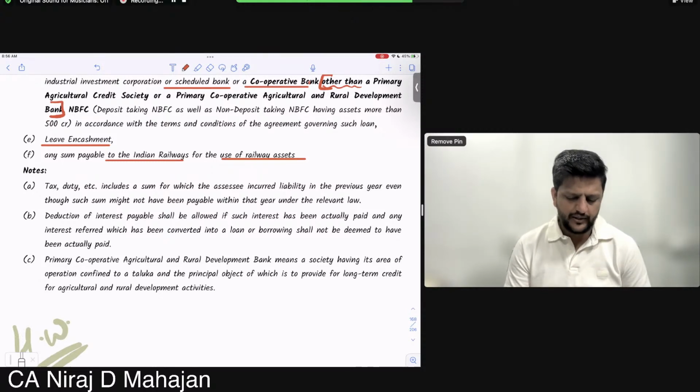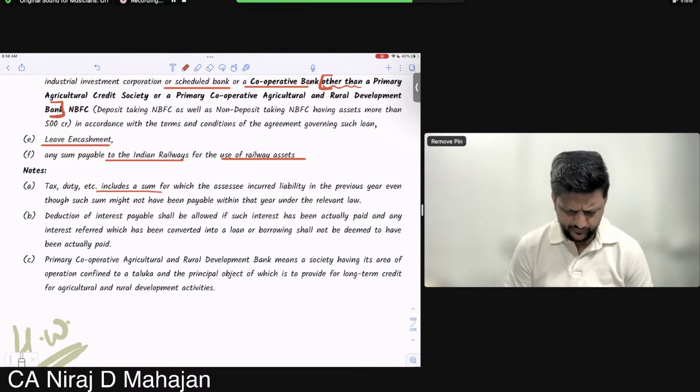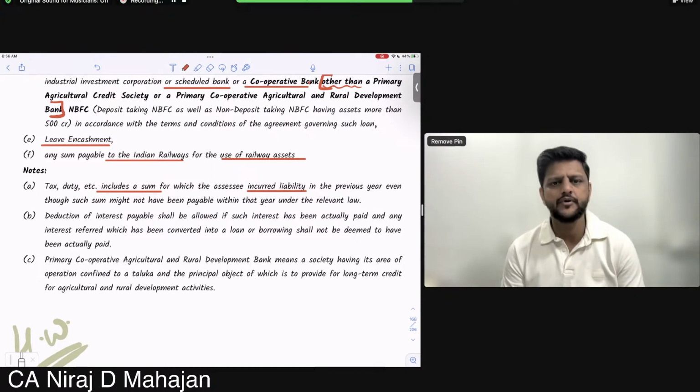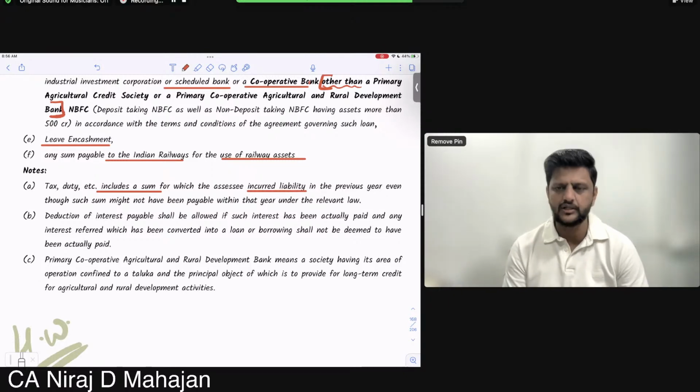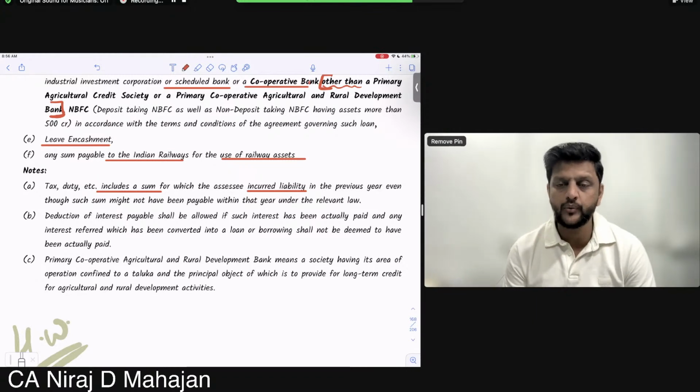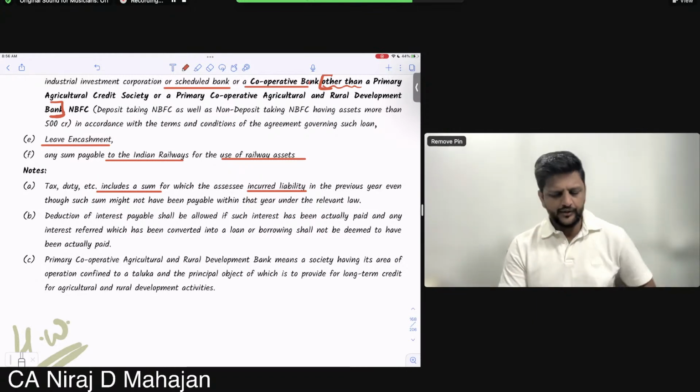Tax, duty, etc. includes a sum for which the assessee incurred liability in the previous year, even though such sum might not have been payable within that year under the relevant law. But did he incur the liability? Yes. Was it payable in the same year? No. Okay, but still, if it is a penal debit in that particular year, it has to be paid before the 139 due date. Deduction of interest.